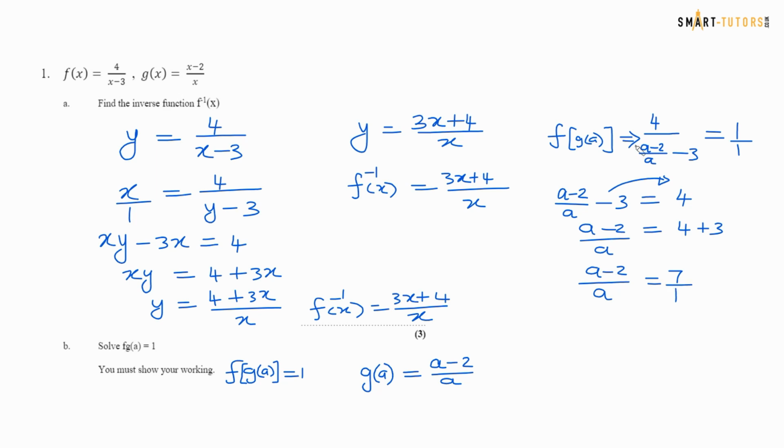So 7 over 1, if you cross multiply, so a - 2 equals 7a. So minus 2 is 7a minus a. Right? So this is going to be 6a equal minus 2. So a equal minus 2 over 6. So the final answer: a equal minus 1/3. So that is our final answer for question number 1b.